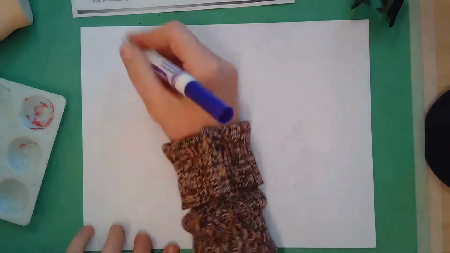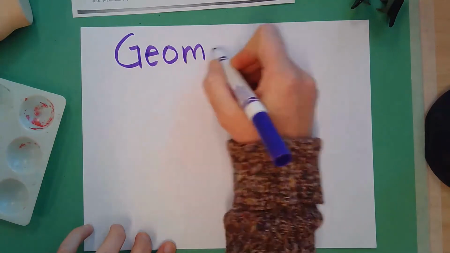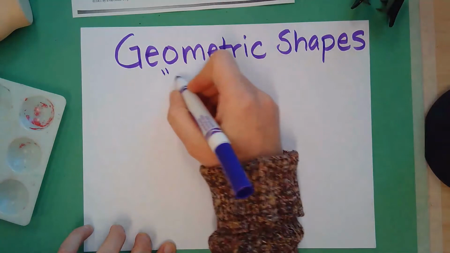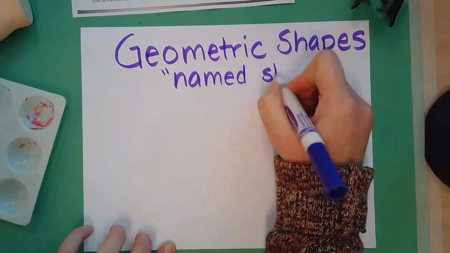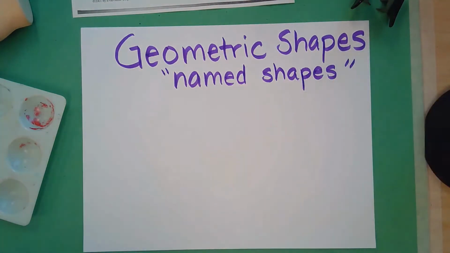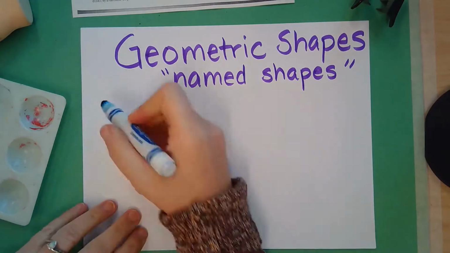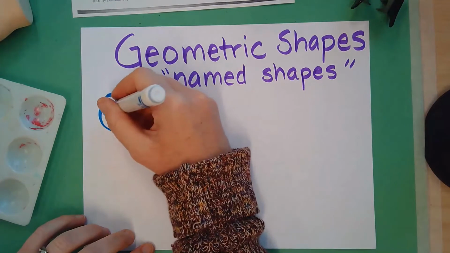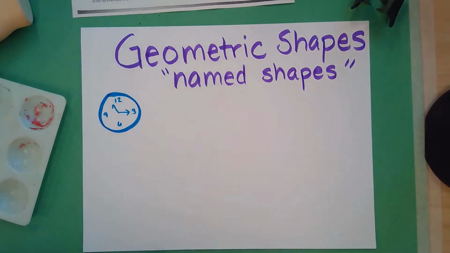For today's lesson, we're going to be completing a shape search. In our first lesson for Unit 1, all about shapes, we learned the difference between geometric shapes and organic shapes. A geometric shape might be called a named shape, and we can look around our house or our classroom and find lots of examples of these geometric shapes.